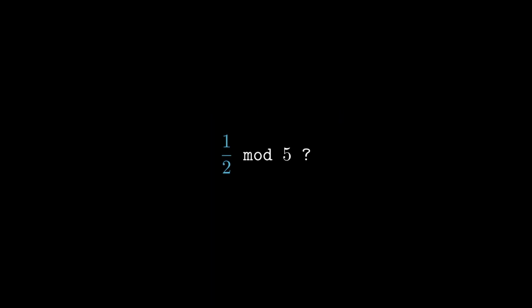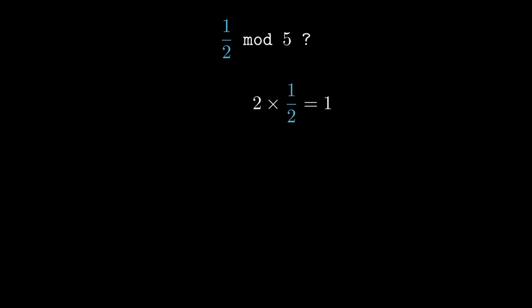Is a half an integer mod 5? This question seems a bit nonsensical at first. You might ask, if a half isn't even an integer, how can it be 1 mod 5? Well, 2 times a half equals 1, so what we're looking for is the number x such that 2x is congruent to 1 mod 5.